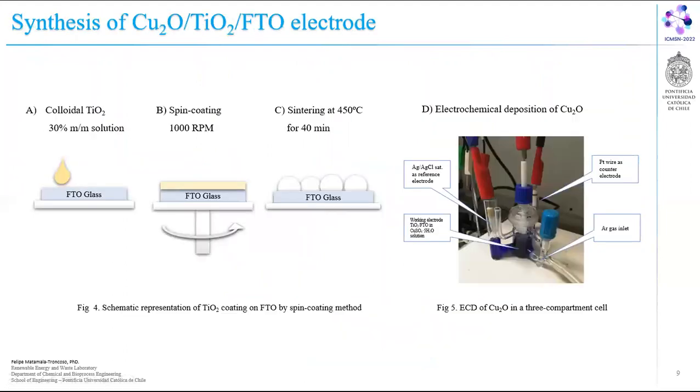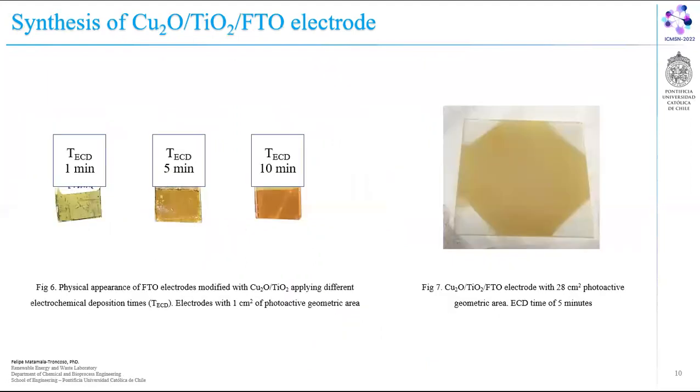For the first experimental step, the electrode synthesis, a colloidal titanium dioxide solution was deposited and spread on the FTO glass using spin coating. Then the FTO glass was sintered to generate the cohesion of the particles on the surface. And finally, an electrodeposit of cuprite was made using a copper sulfate solution with a current intensity of -1 milliampere.